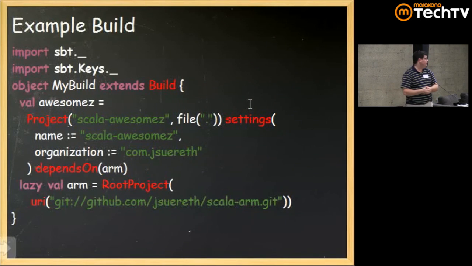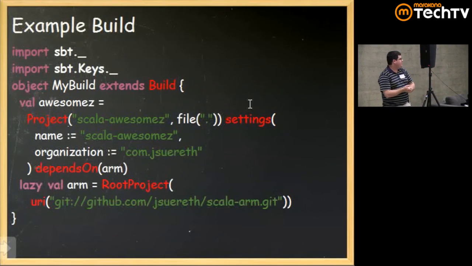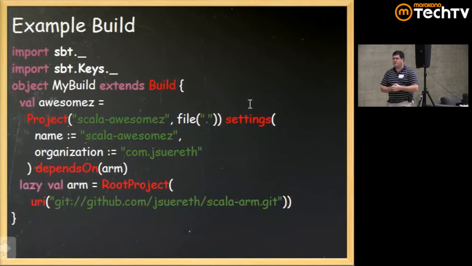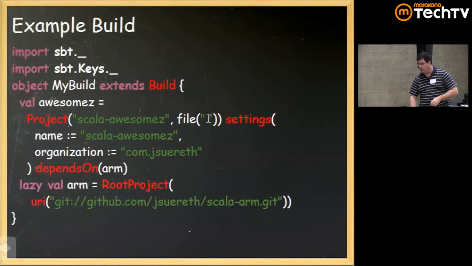Here's an example build. All right. So here I define an object, my build. I've defined one project called Scala Awesomes. This project is located in the current directory. So although my build file is in a project/build.scala file, the root directory is considered the root of the project. That's what that dot refers to.